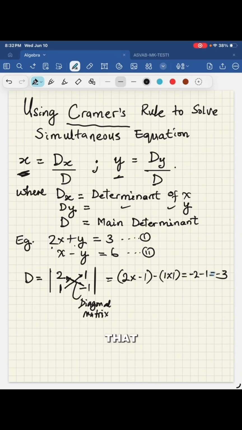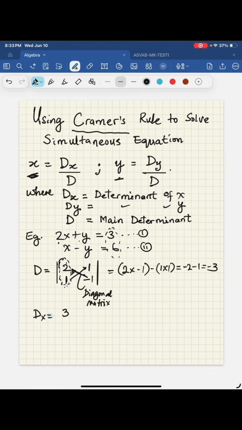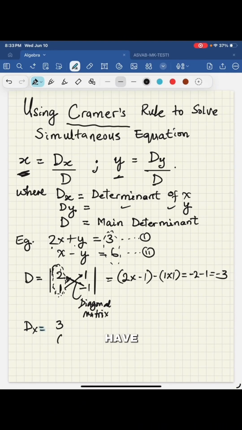Keep that. Now, when you want to find dx, the determinant of x, you replace this column here with these numbers. That's what you should do. So this becomes 3, then you have 6 here, then you maintain these ones: 1, then minus 1. Again, you find the determinant of that.